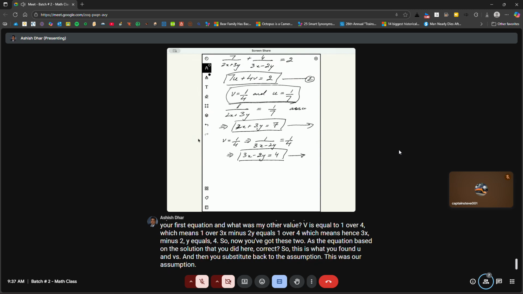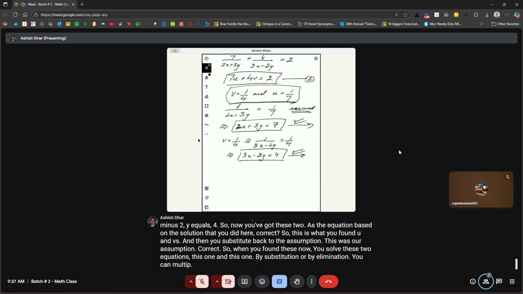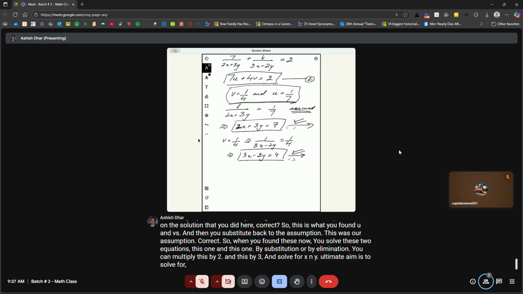This was our assumption, correct? So when you found these, now you solve these two equations, this one and this one, by substitution or by elimination. You can multiply this by 2 and this by 3 and solve for x and y. The ultimate aim is to solve for x and y.